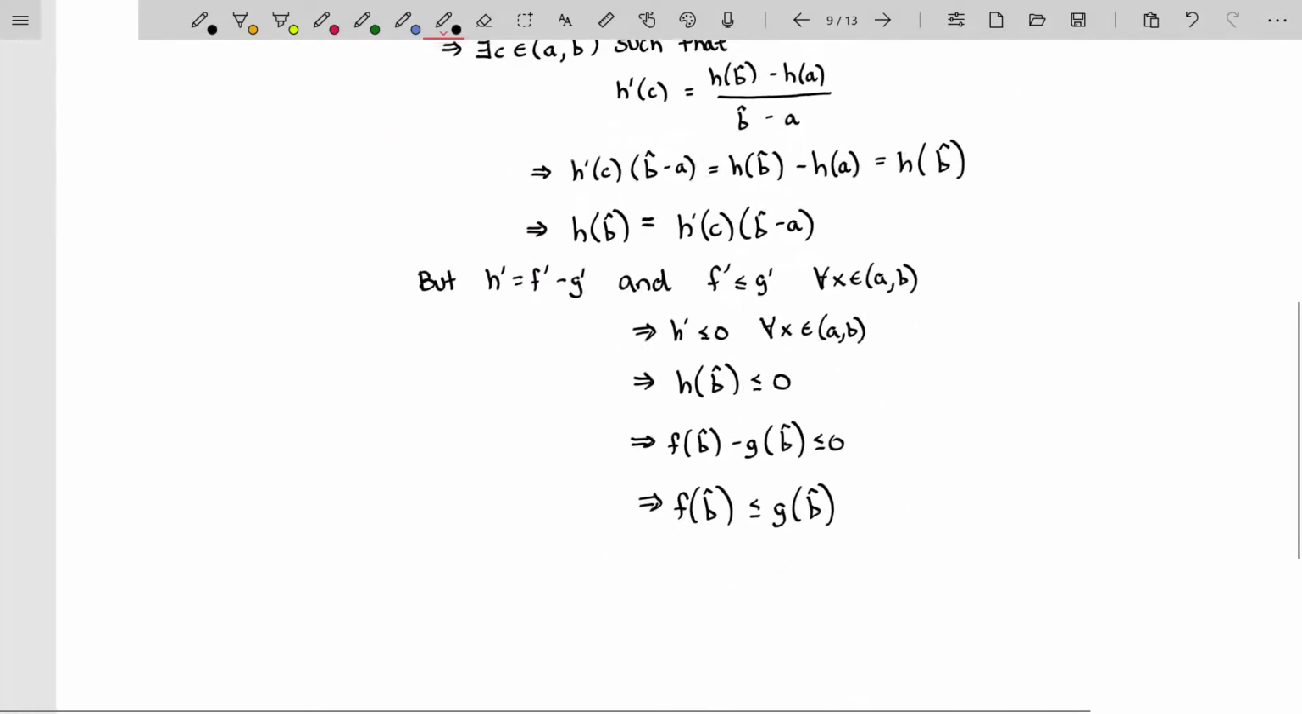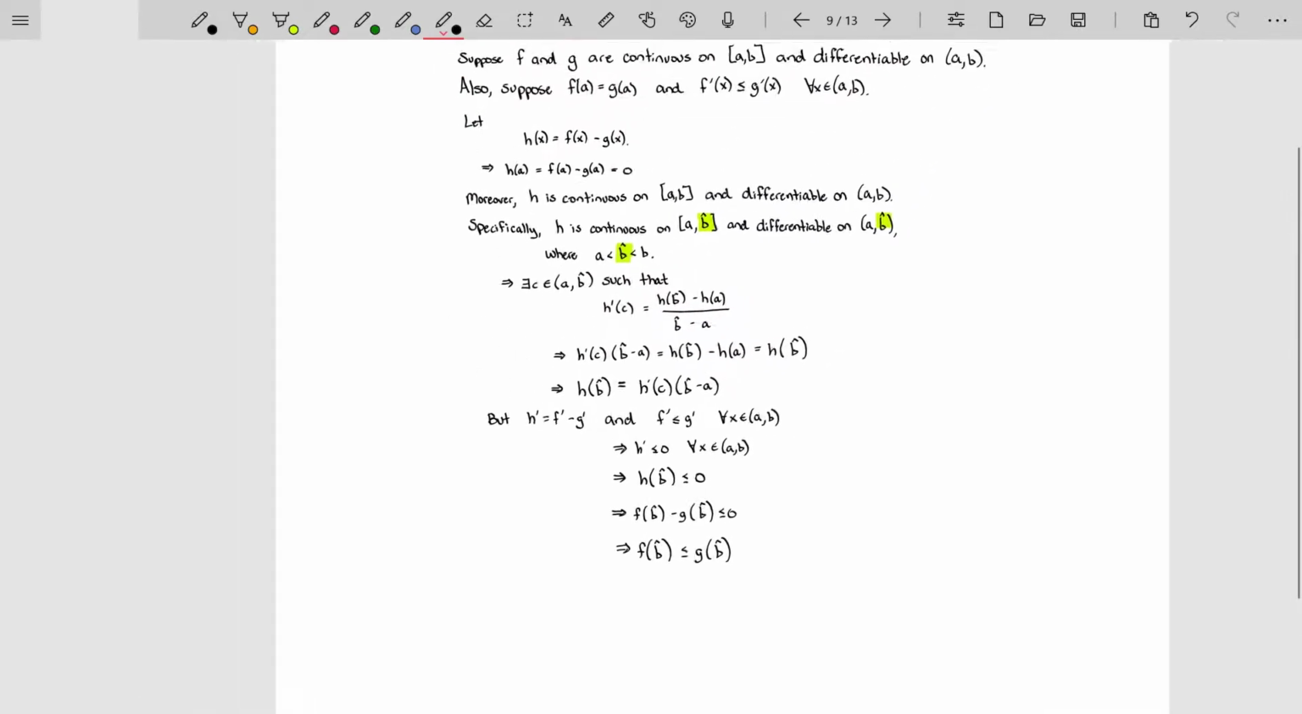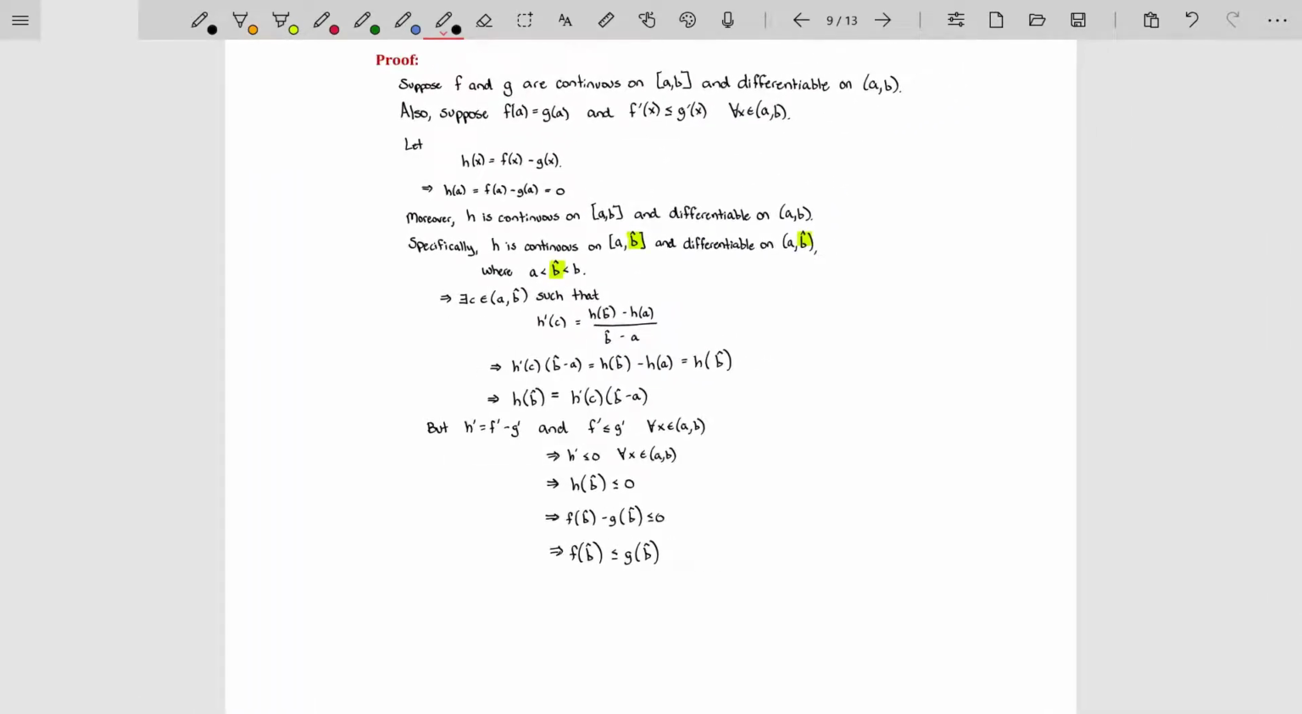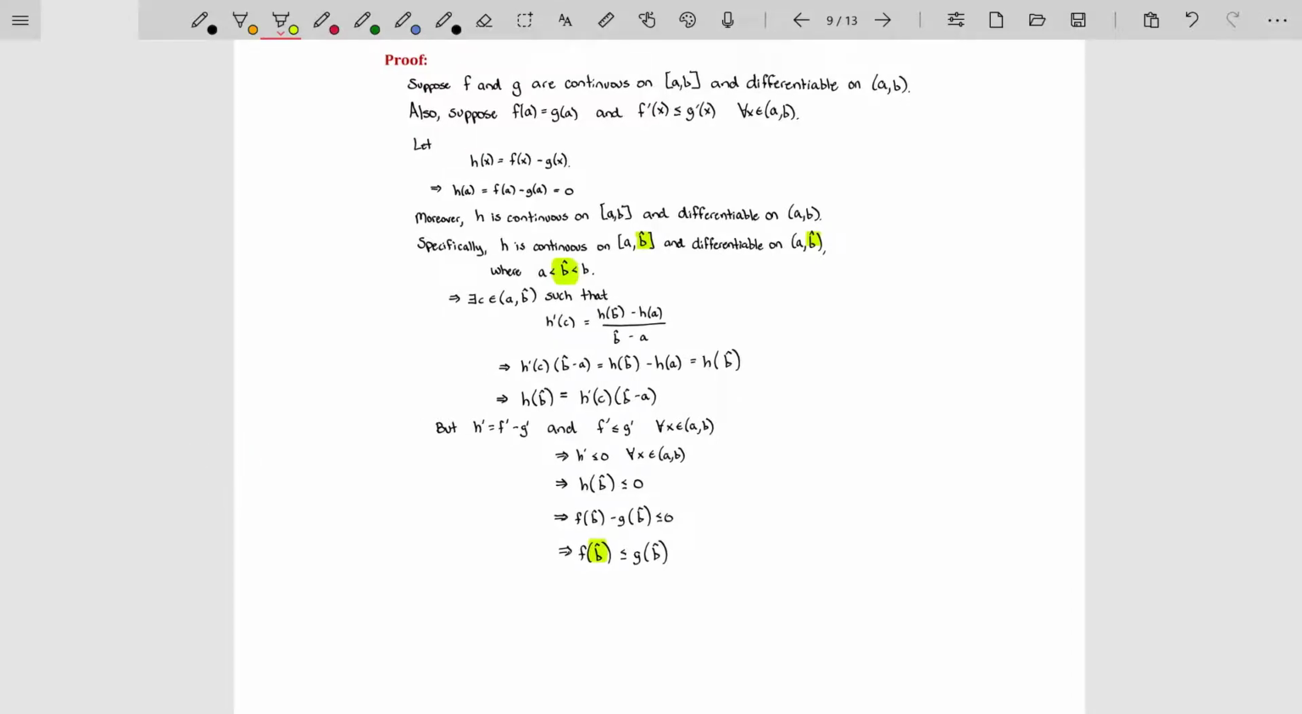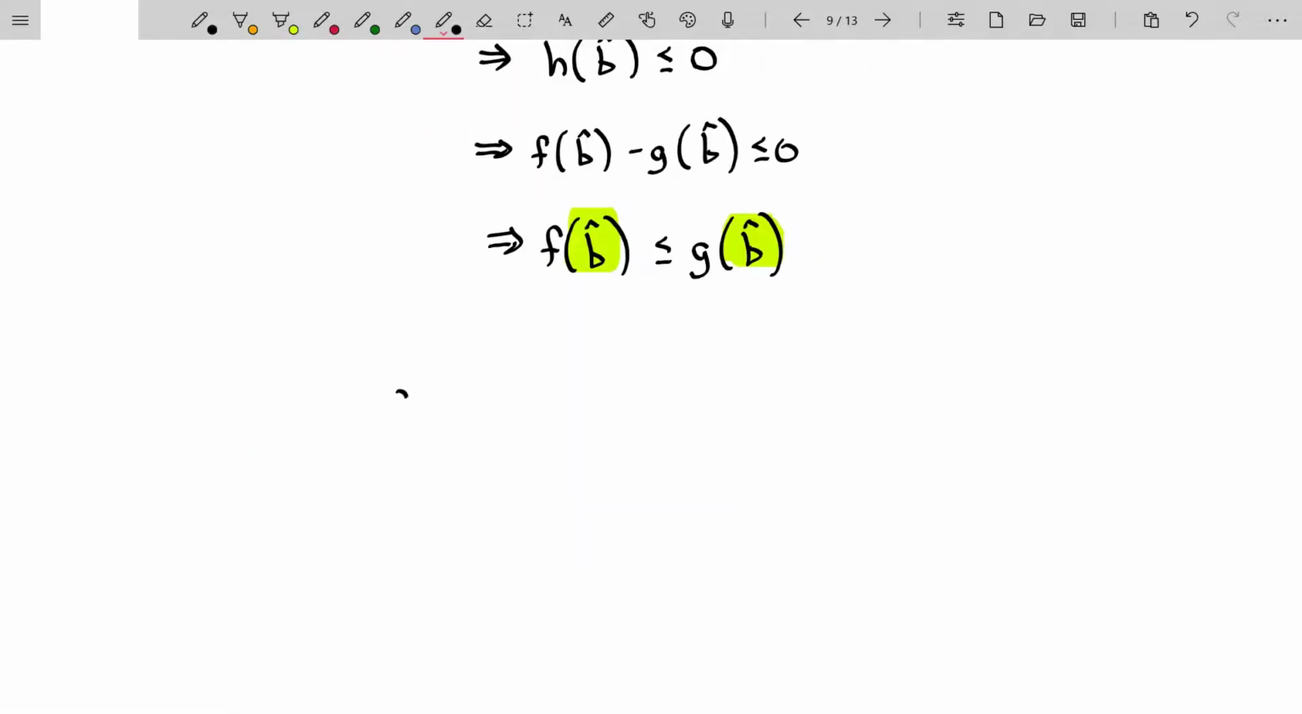What have we proven? We've proven that based upon the initial assumptions that f and g are continuous on the closed interval from a to b and differentiable on the open interval from a to b, and that f of a is equal to g of a and f prime of x is less than or equal to g prime of x for all x in the open interval, we've proven then that for any number between a and b, f at that number will be less than or equal to g at that number. And therefore, f of x must be less than or equal to g of x on the interval. So we are done. QED.